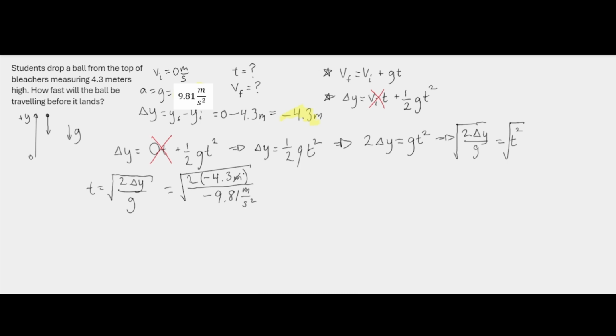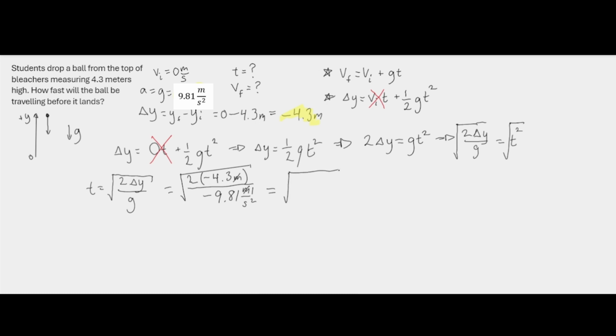I look at my units before I do anything else, and I see I have meters in the numerator and meters down here in the denominator. So those divide out to be 1. And then I have a 1 over a second squared. Well, I know from my complex fraction rules, if I have a 1 over something under a fraction, then I have to flip this. So I can get rid of my negative signs. 2 negatives is a positive.